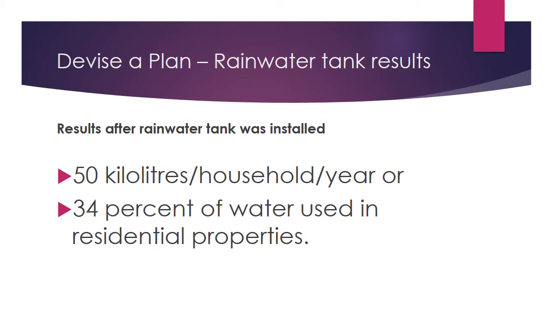This slide demonstrates the average savings of water that can be expected after a rainwater tank is installed, and will be used to calculate the before and after savings, both in terms of financial and environmental. Results showed that 50 kilolitres per household per year would be saved on average, or 34% of the water used in residential properties. These results were found on the Urban Water Security Allowance website, 2011.